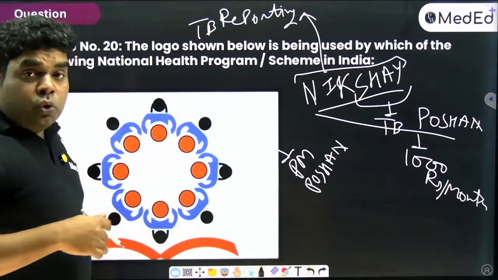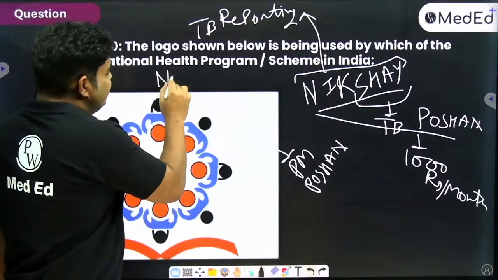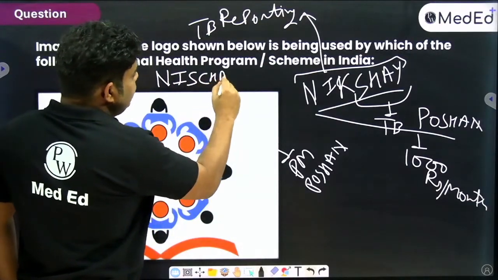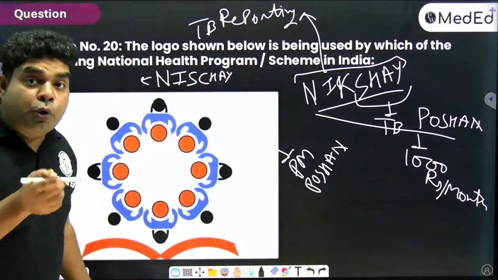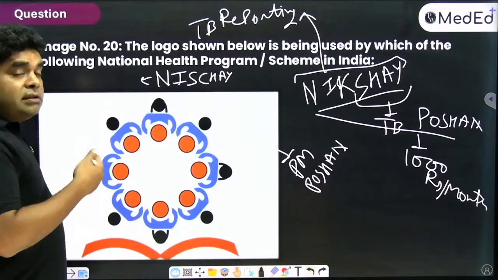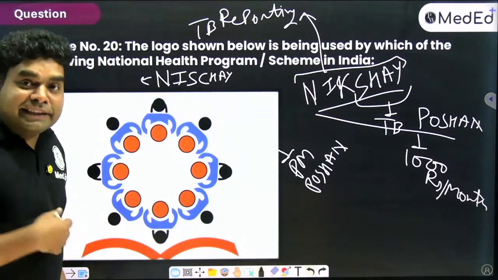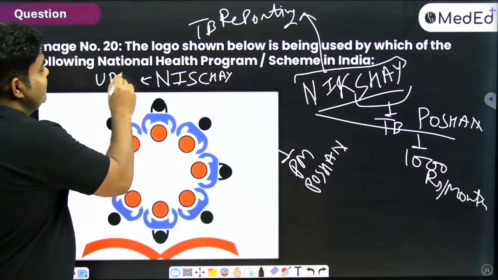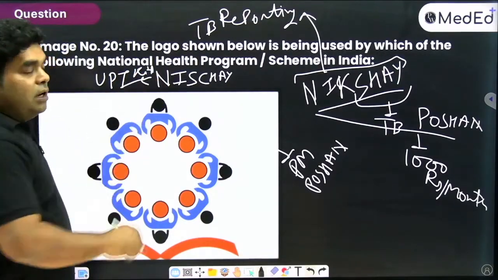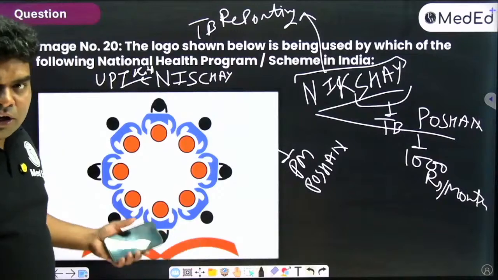And to confuse you, they can give one more word, निश्चय. निश्चय is a Hindi word which means to be sure of. What does the government want the mother to be sure of? They want them to be sure of their pregnancy. So निश्चय is urine pregnancy test kit, UPT kit, distributed by ASHA for detection.